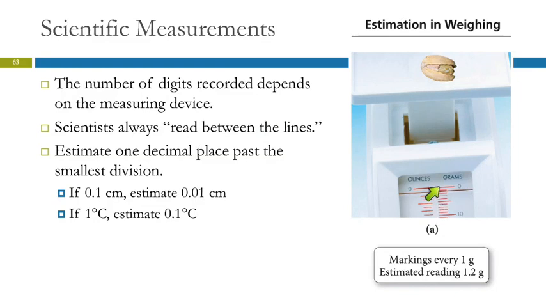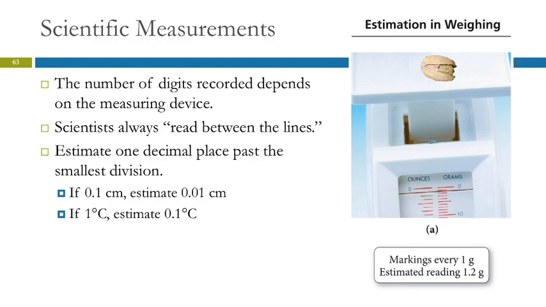So these lines are every 1 gram, and so we estimate the next decimal place. So the certain digit is in the ones, so we estimate tenths. So we look at that and we think, oh, I think it's about 2/10 of the way from 1 to 2. Somebody else might say, no, I think it's 1.3. That's fine. We can agree to disagree about the uncertain digit, but we will all agree that it's 1 gram and a bit more. Okay?